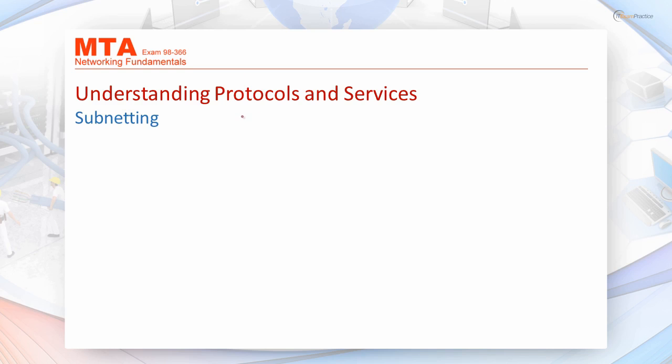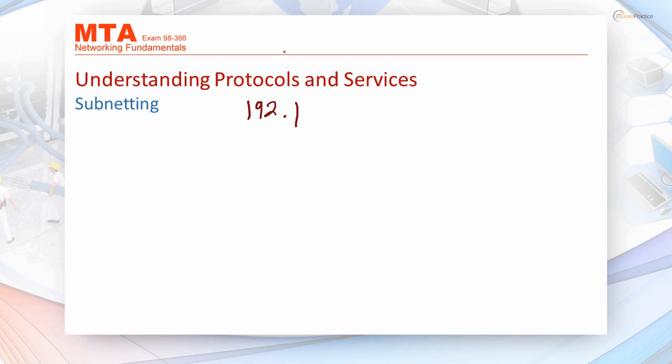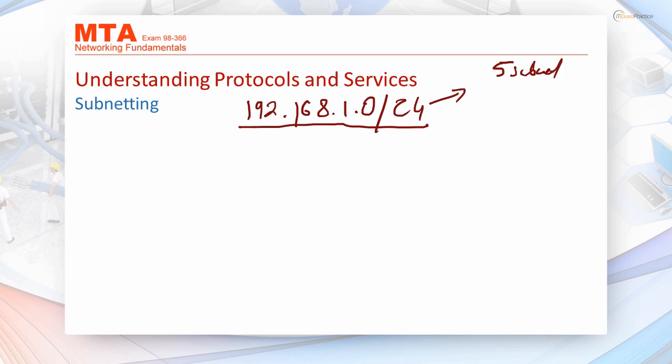Let's move on. Now, you have the following question. 192.168.1.0/24. Now, they told you the following thing. Can you be so nice and divide this network into 5 sub-networks? What does it mean? Unfortunately, that's what I mentioned. We do not have enough IP addresses.